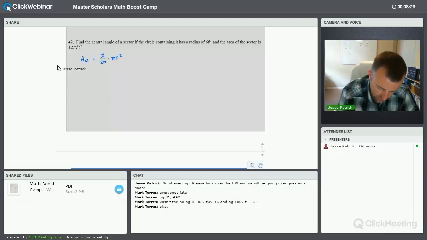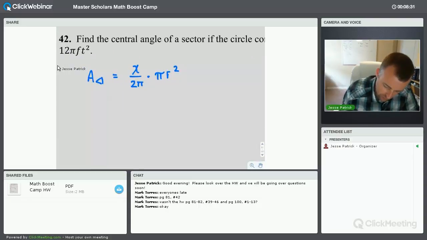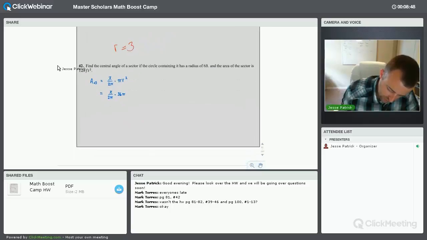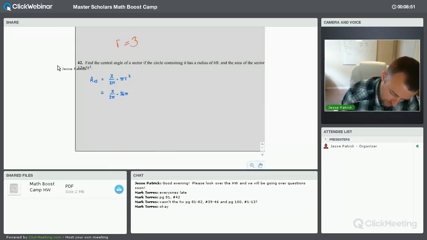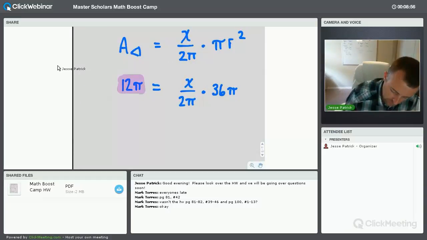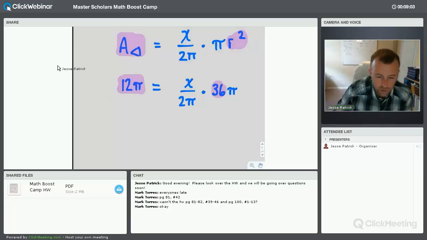This one, the radius is 6, so I'm going to plug in the radius. They're looking for the angle, so that's what we'll solve for. But 6 squared, as I'm plugging in for r, is 36. So that's 36 pi. And they said the area of the sector is 12 pi. So the two things that I've plugged in are my area and my radius.